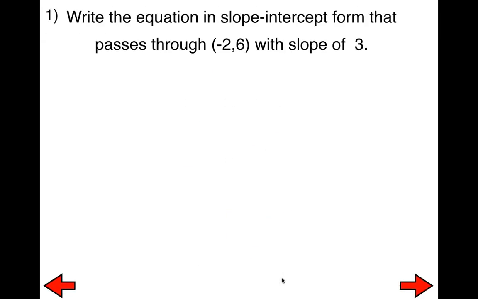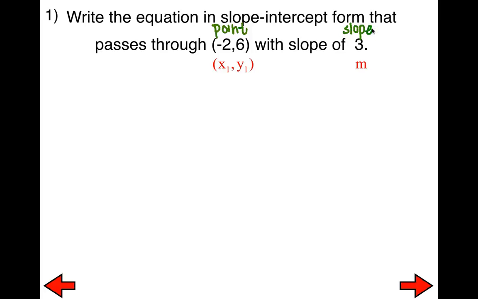Okay, so now let's take a look at our first problem. So it says here, write the equation in slope-intercept form that passes through (-2, 6) and the slope of 3. So first thing is, let's recognize this is my point. So I'm going to go ahead and label it x sub 1, y sub 1. And this is our slope. So I'm going to go ahead and label it m.